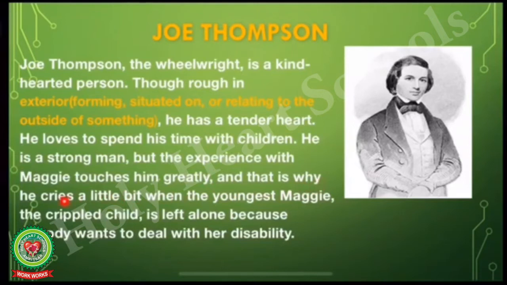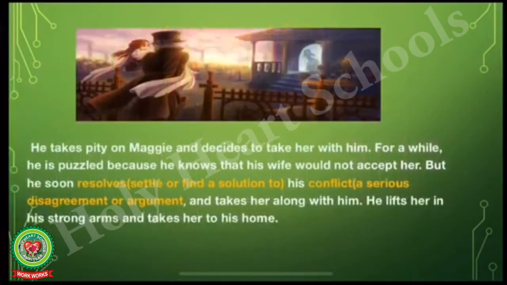And that is why he cries a little bit when the youngest, Maggie, the crippled child, is left alone because nobody wants to deal with her disability. So students, Joe Thompson is a kind-hearted and caring person. He likes the company of children and has a tender heart. Now what affects him greatly is when Maggie is accepted by no one due to her disability. So he takes pity on Maggie and decides to take her with him.